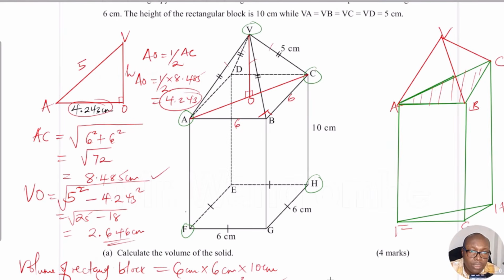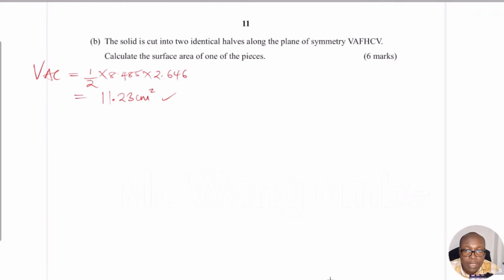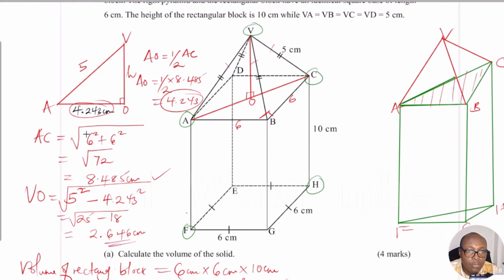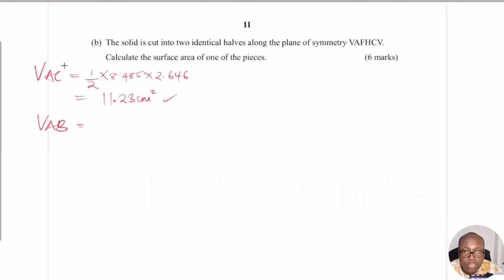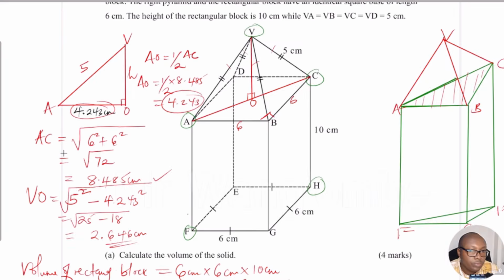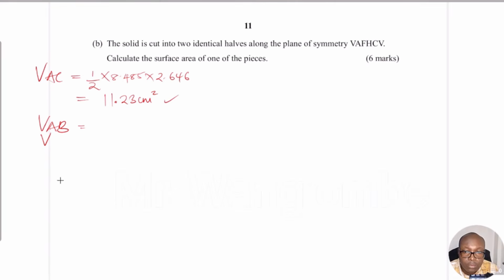Then we can go to the other face, which is VAB. Face VAB is the same as face VBC. They are similar, so these will be 2. We just get the area of one, VBC, and then we multiply by 2.